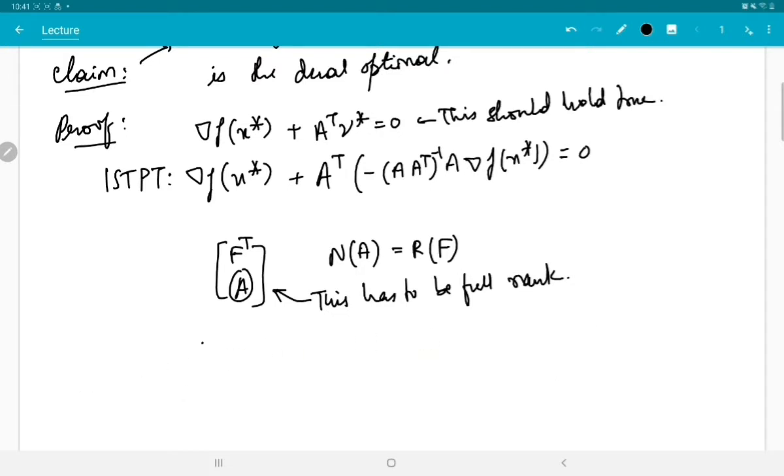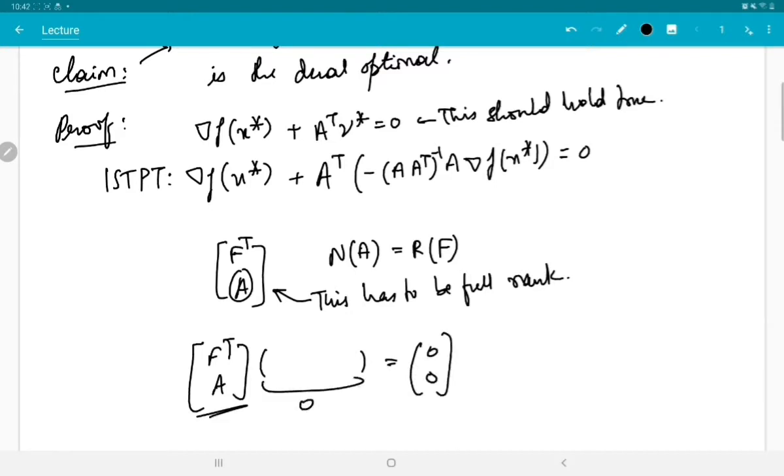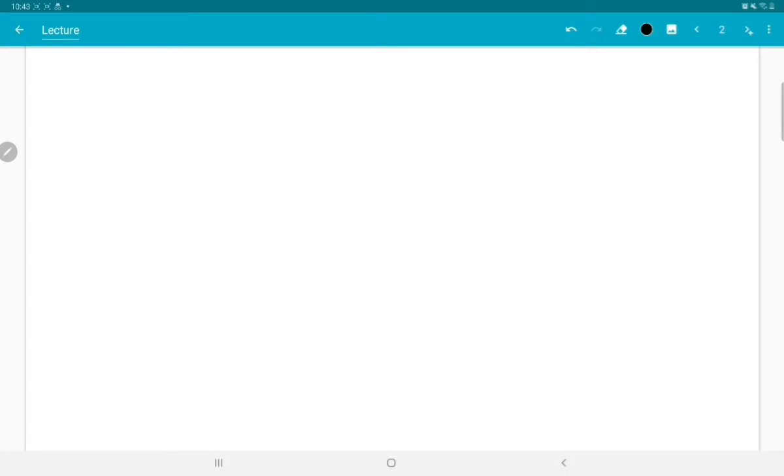So we have this F transpose A times whatever we have written here is 0, and since we know that F transpose A is full rank, this term has to be 0. So we are done. Now, solving via the dual.